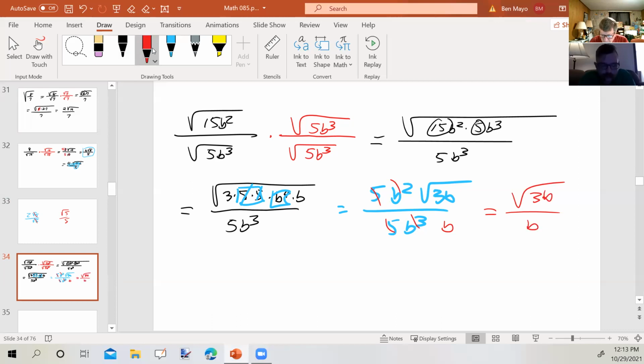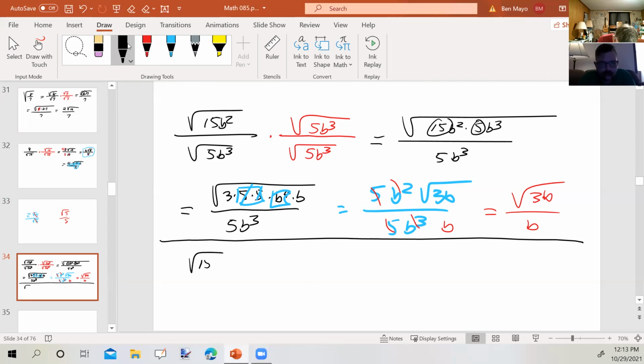Now, this isn't the wrong way to go, but it might be the long way to go. Let's take a look at this problem again. Only this time, I'm going to do this first.